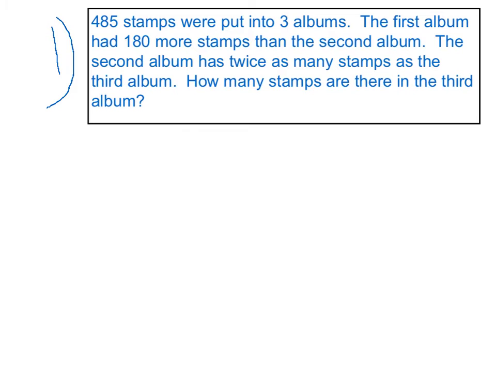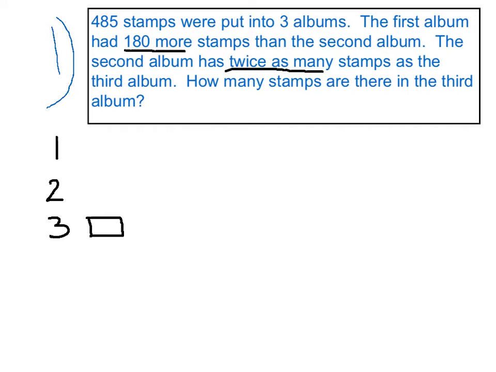Okay, when I read this problem, I realize we've got 3 albums, and we're trying to find out how much is in each album. So I have album number 1, album number 2, and album number 3. Then to find out who has the smallest amount, I'll go check. First album had 180 more, so it's not that one. The second album has twice as many as the third, so the third album has the smallest amount.